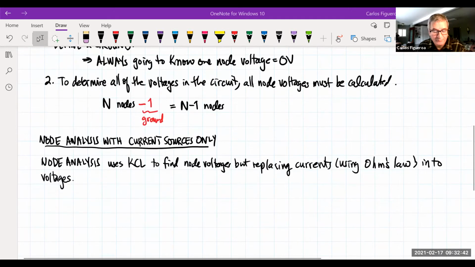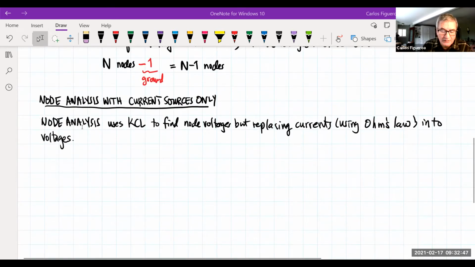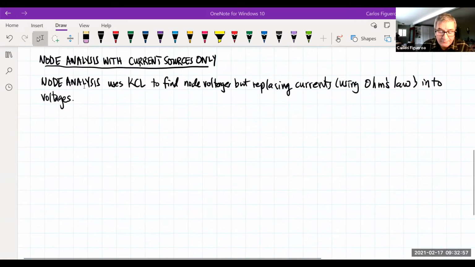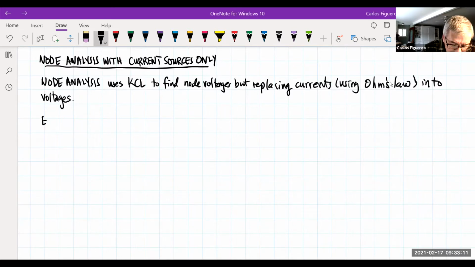So here we go. Node analysis with current sources only. To get to node analysis, I'm going to use KCL. I'm going to set up a circuit where I apply KCL to every single node, and then replace all the currents using Ohm's law, converting everything into voltages. So here's my example circuit.